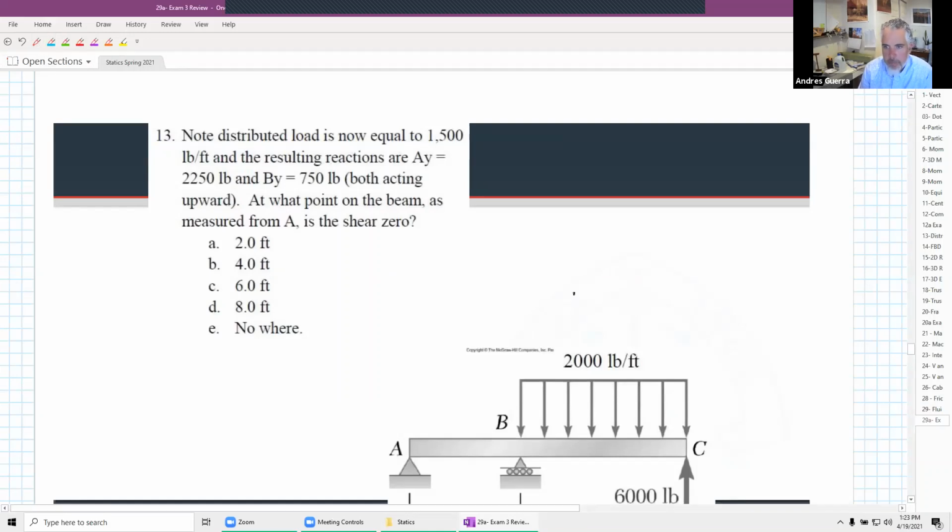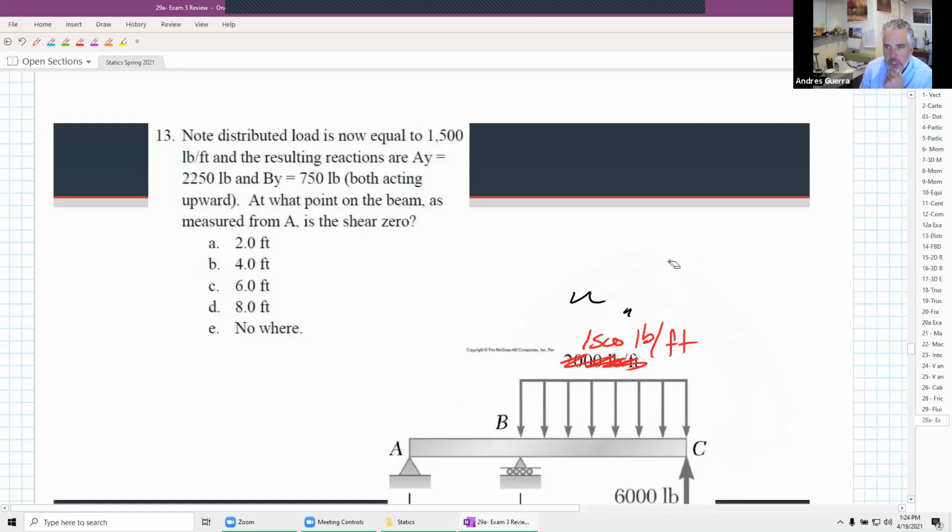Number 13 here. Note the distributed load is now equal to 1,500 pounds per foot, and the resulting reactions are given, AY, BY, both acting upward. This did not transfer over. That should be 1,500 pounds per foot on that picture right there. Both are acting upward. At what point on the beam, as measured from A, is the shear equal to 0?